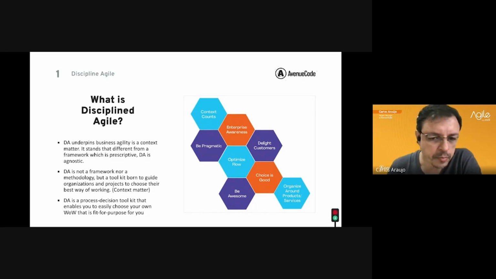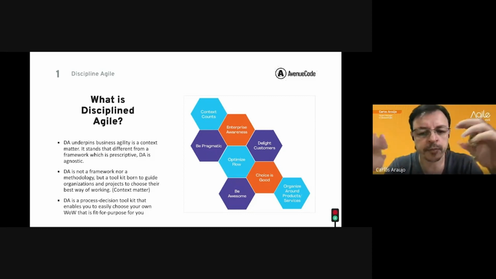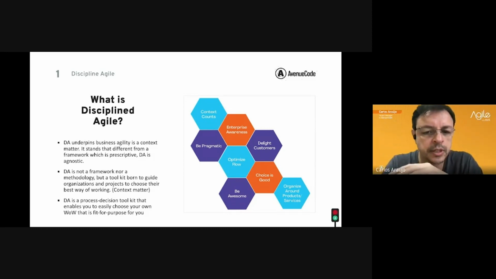with this, but here is the picture where we have the 8 principles of agile, which are: context counts, optimize flow, organize around product and service, be pragmatic, delight customers, be awesome, enterprise awareness, and choice is good. Basically, Disciplined Agile underpins business agility. In the context matter, it stands different from a framework with prescriptive, and DA is agnostic. What does that mean?